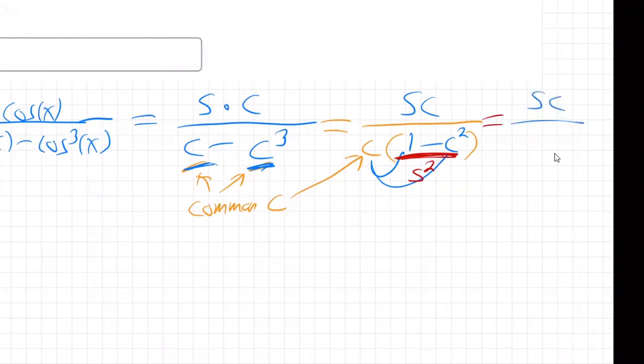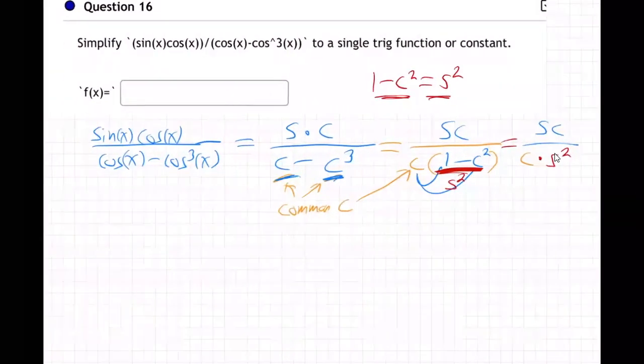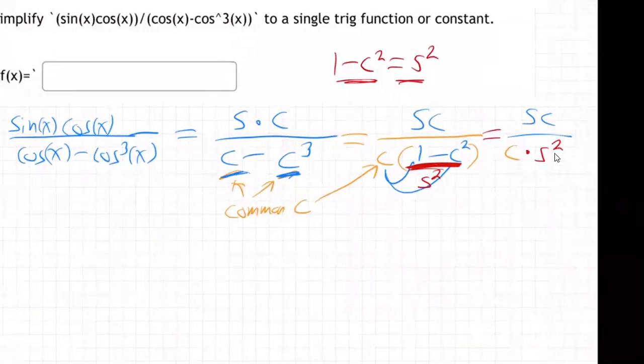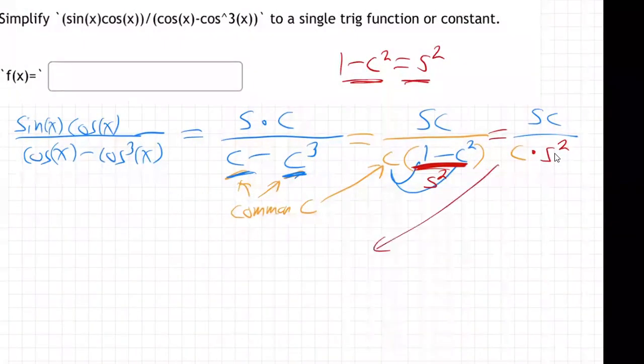SC over C times sine squared, right? 1 minus cosine squared. 1 minus cosine squared is sine squared. That's off the formula sheet. So now what? Let me bring it down here. So we have SC over C times S squared.